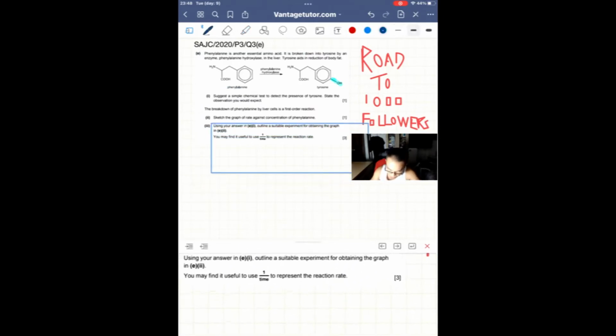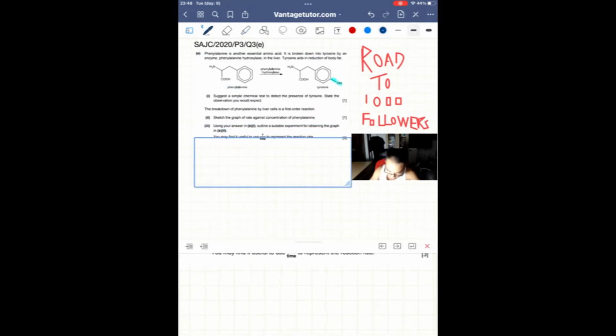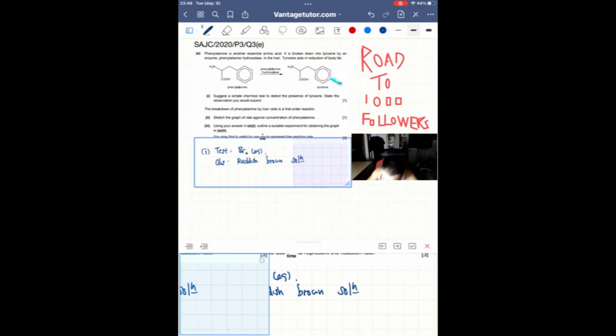So number 1, how do I write this down? So number 1, my test is gonna be Br2 aqueous. Okay, and then my observation. Okay, for me, I always write before and after. So I always write something like reddish brown solution turns colorless.